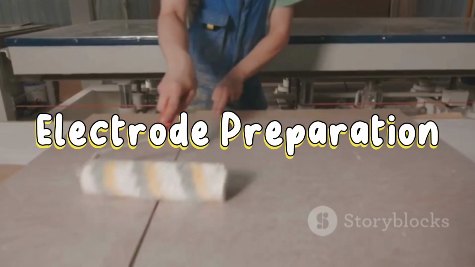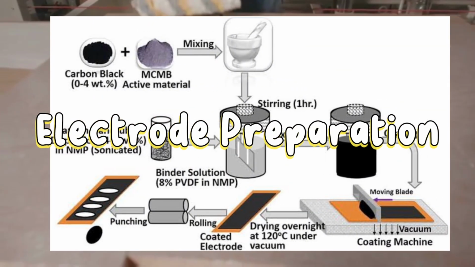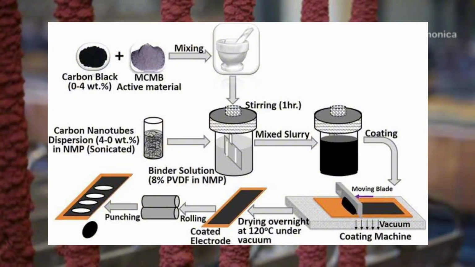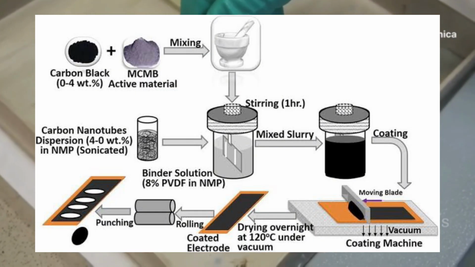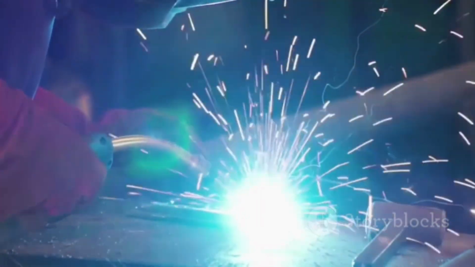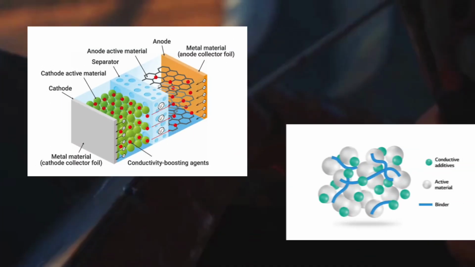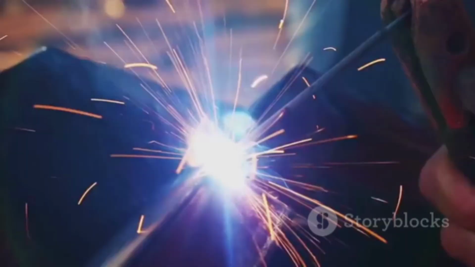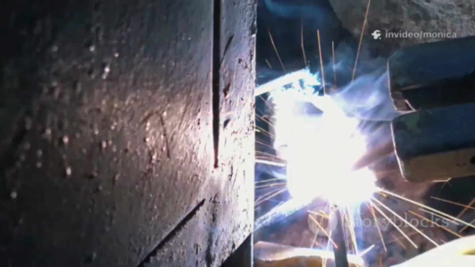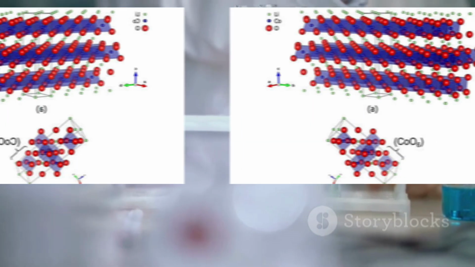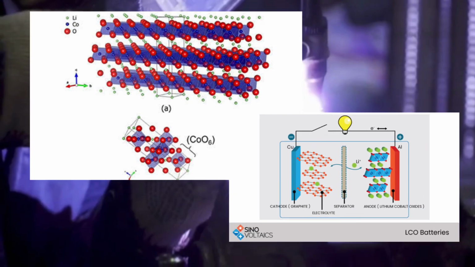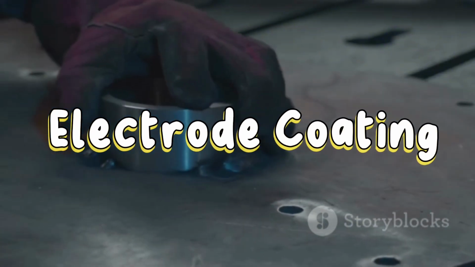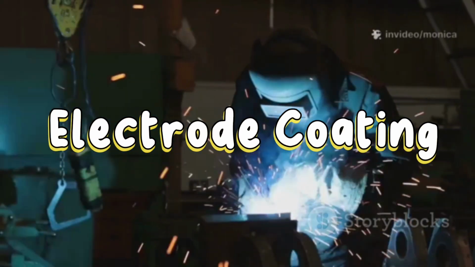Electrode preparation. The first step in the manufacturing process is the preparation of electrodes. Electrodes are typically made of a combination of active materials, binders, and conductive additives. The active materials, such as lithium cobalt oxide for the cathode and graphite for the anode, are mixed with binders and conductive additives to form a viscous slurry.